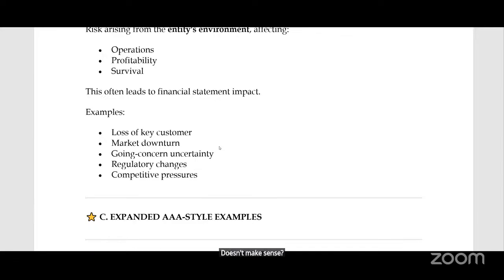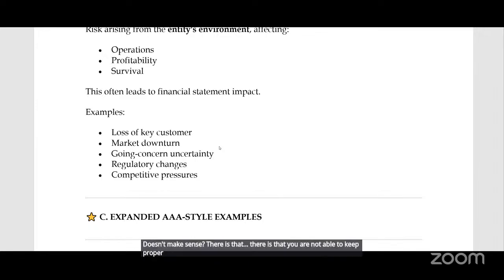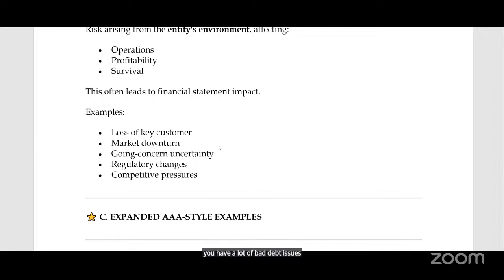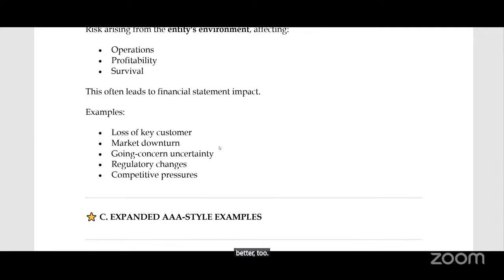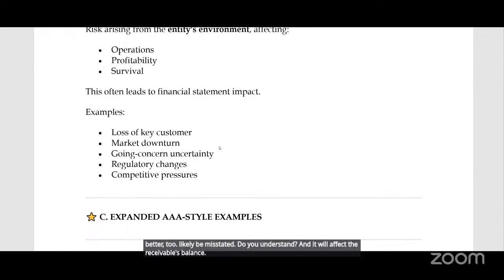Another one: you are not able to keep proper records of your customers. Definitely, you have a lot of bad debt issues because you can't even check those who are owing you. Bad debt will likely be misstated. Do you understand? And it will affect the receivables balance. Do you see the thing?